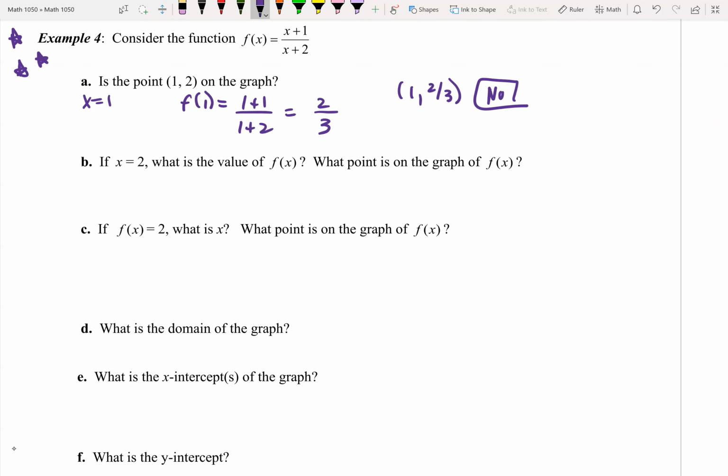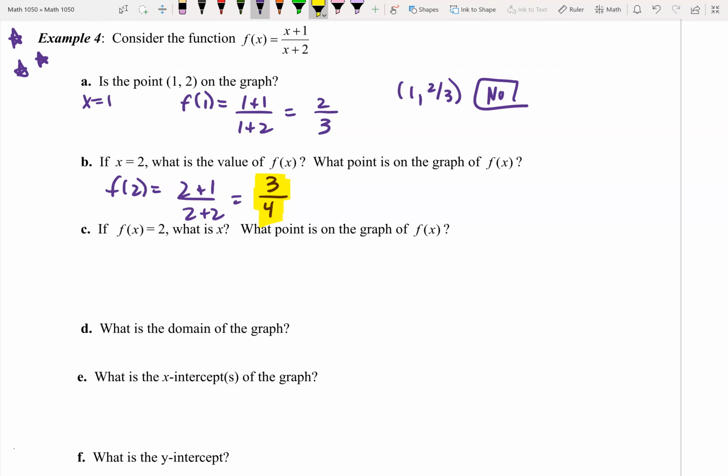Okay, if x is 2, what is the value of f of x? It's the same problem, guys. So everybody just go f of 2 equals (2 plus 1) over (2 plus 2). 2 plus 1 is a 3. 2 plus 2 is a 4. So the value of f of x is 3/4, and you're done with the first question. That's all you do.